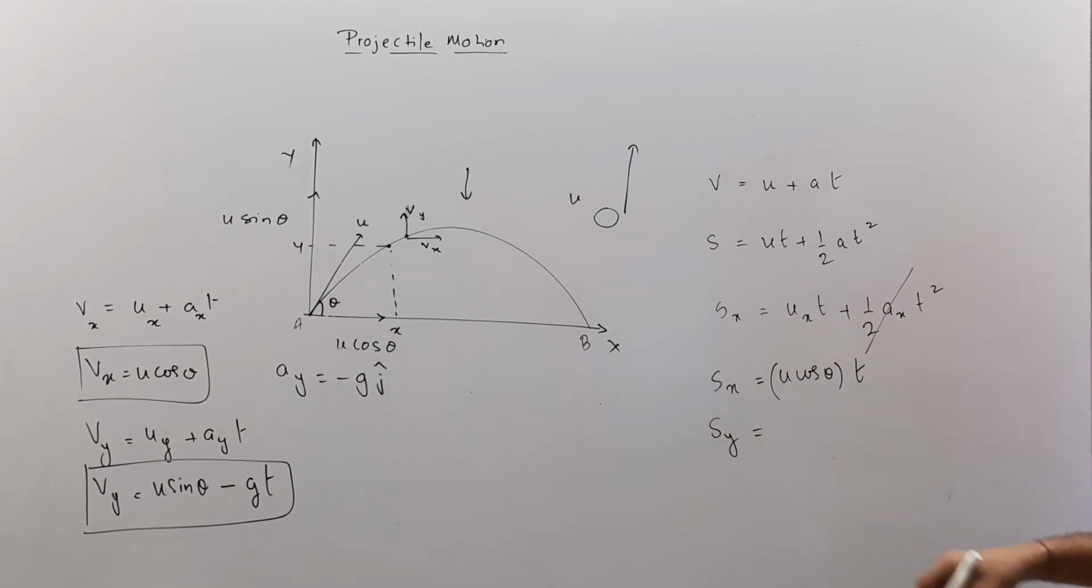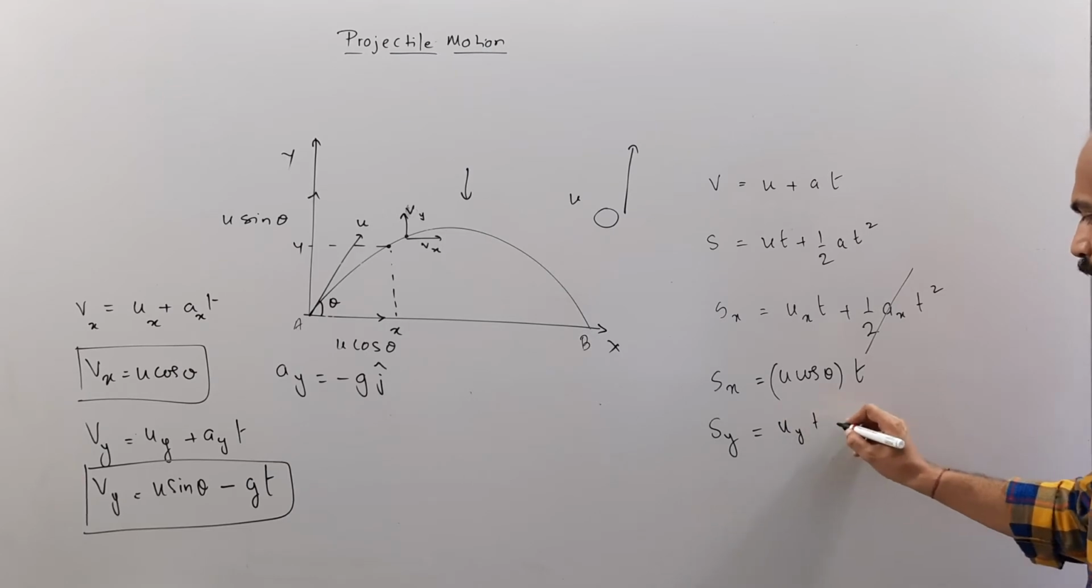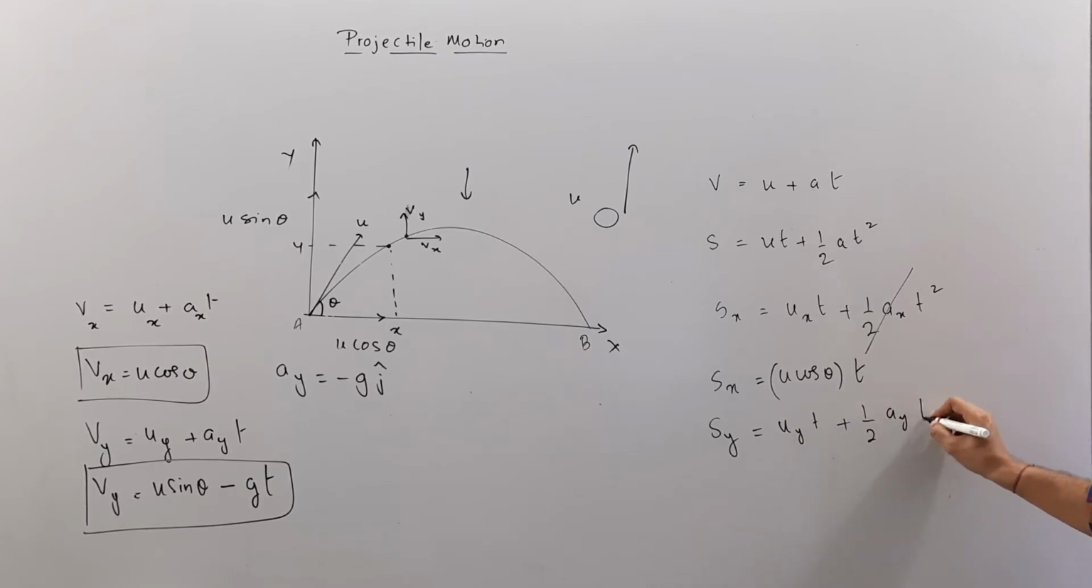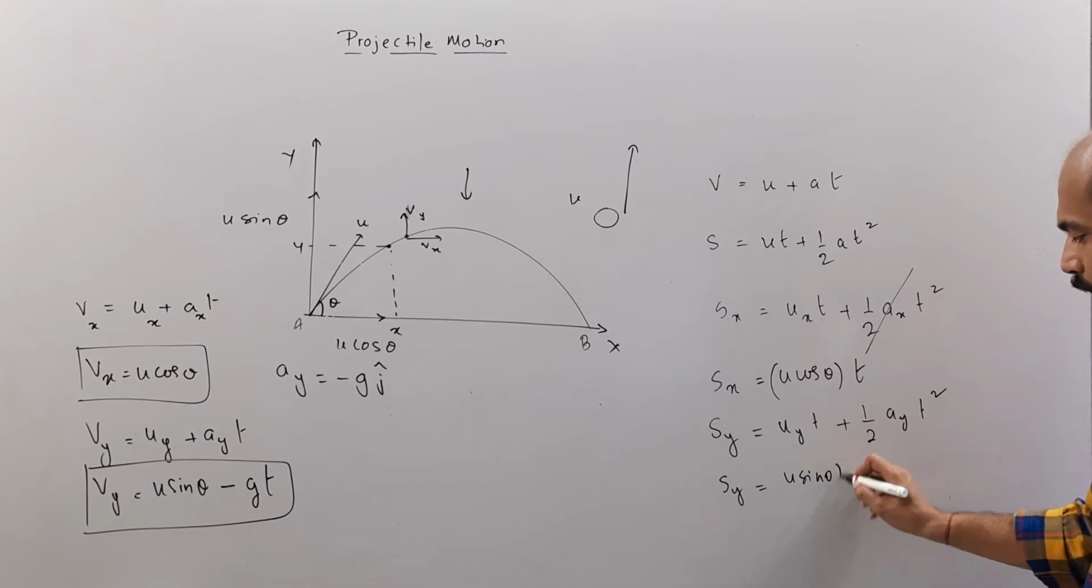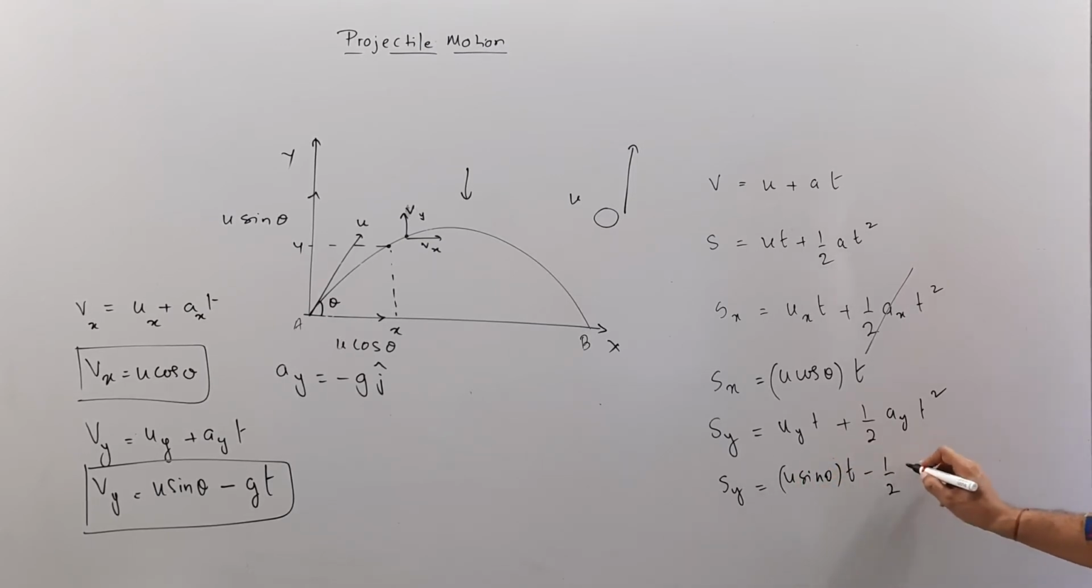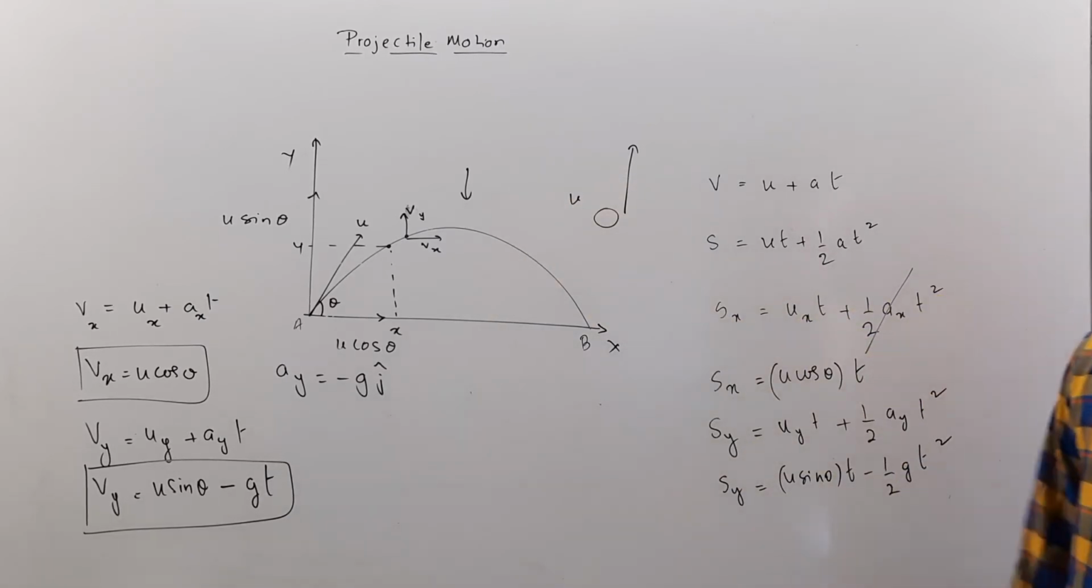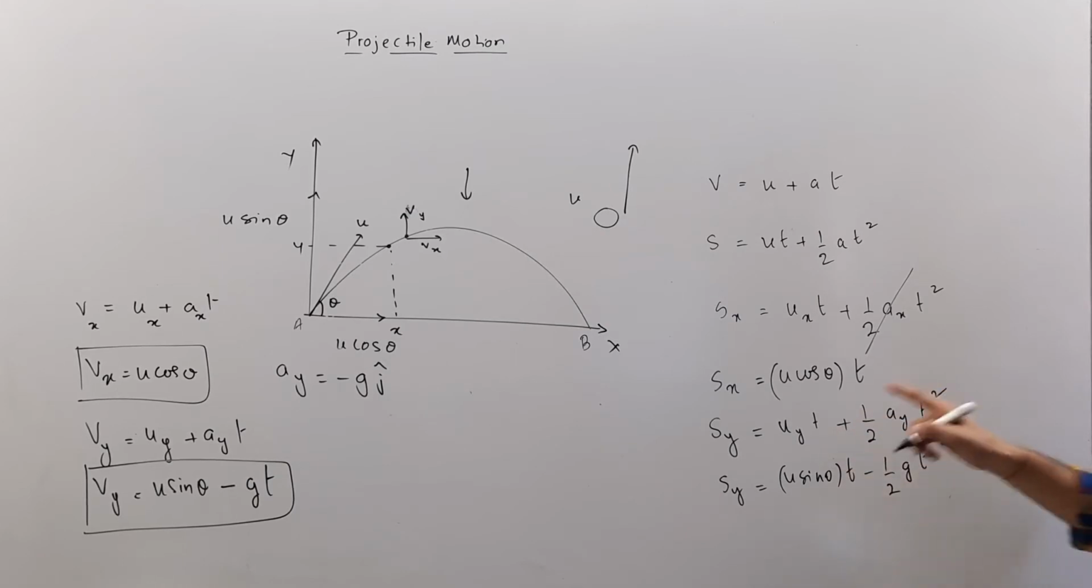Sy is going to be uy t plus half a t square. Now going by this rule, we can write Sy is going to be u sin theta into t minus half g t square, because g is acting in vertical direction. That is the reason I have got this equation here. Now somehow, if I combine both the equations, then I'll get what I want.